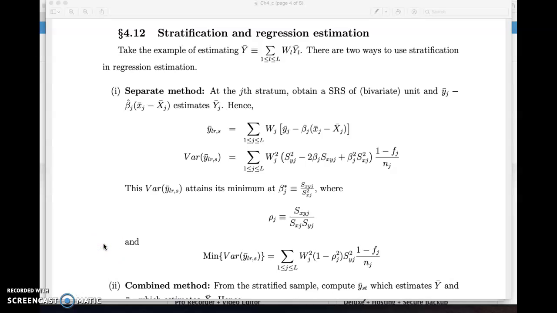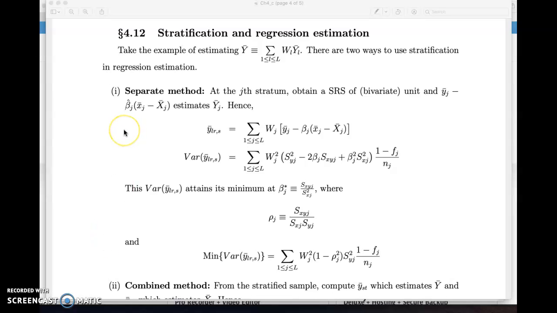Hi. For the next section, we'd like to discuss stratification and regression estimation. Similar to chapter 3 under simple random sampling, when we doubt the linear relationship between the x and y variable, using ratio estimation could be a biased estimator if the least square line of the variables x and y does not pass through the origin. That means if the y-intercept does not equal 0, that could be a problem.